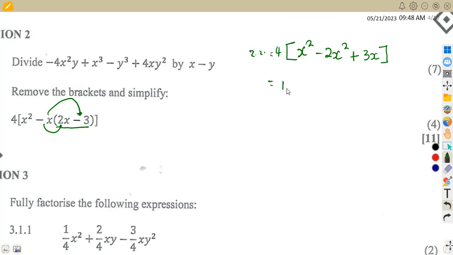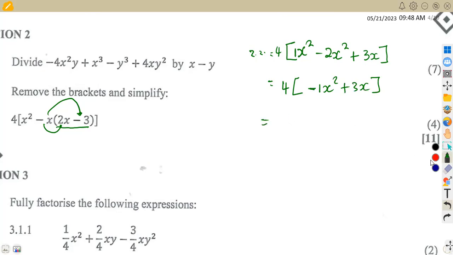In this case, we can collect like terms. Here we've got x squared minus 2x squared, which is the same as 1 minus 2. So 1 minus 2, that's minus 1, which is minus 1x squared, or minus x squared plus 3x, like this.